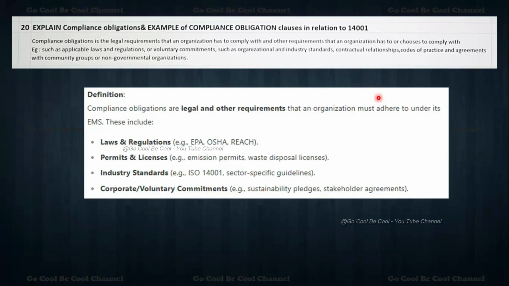Question number 20: Explain compliance obligations and examples of compliance obligations, clauses related to ISO 14001. So what is that? A compliance obligation is a legal requirement that an organization has to comply with, and other requirements that an organization has to or chooses to comply with. Examples: applicable laws, regulations, voluntary commitments. Definition, what we can add here: compliance obligations are the legal and other requirements that an organization must adhere to under this EMS. What are they? Laws and regulations, permits and licenses, industry standards, corporate and voluntary commitments. These are all the areas we can write to make sure of compliance obligations.